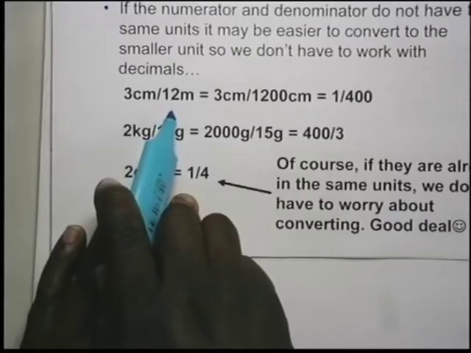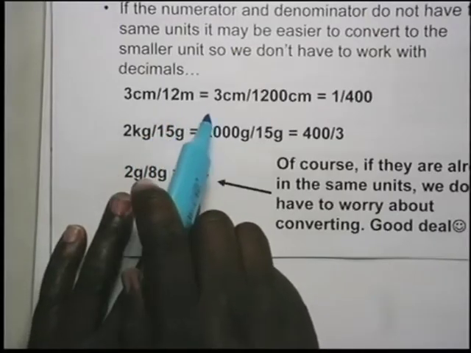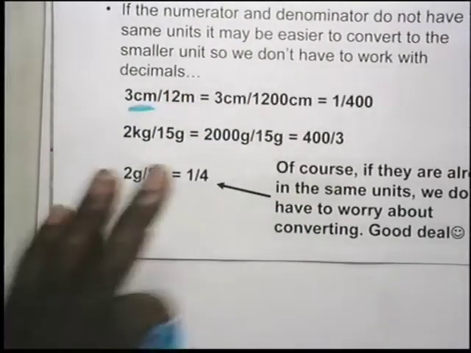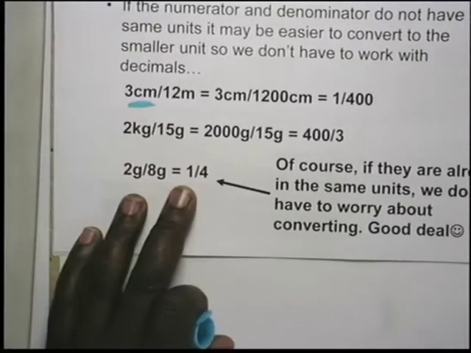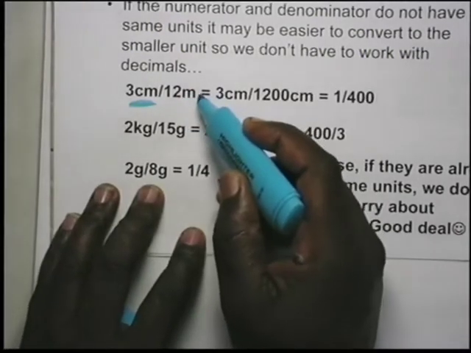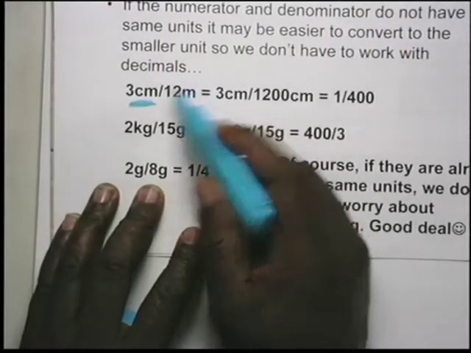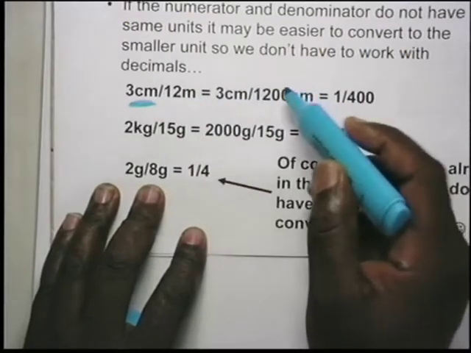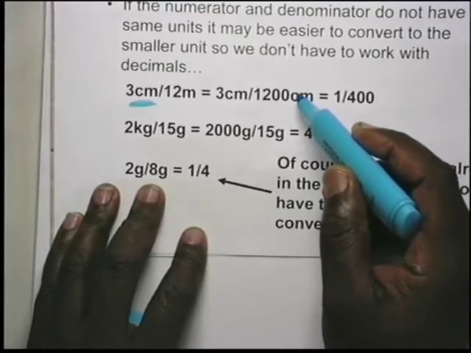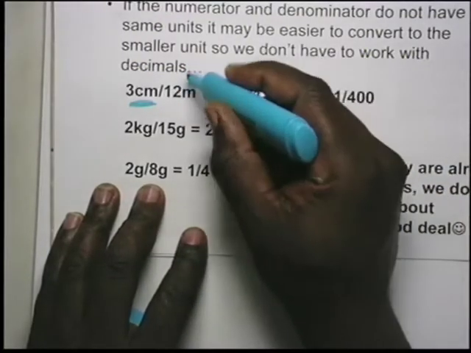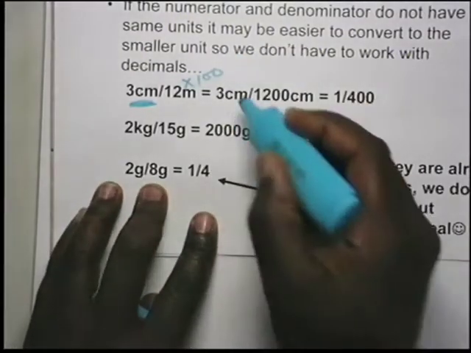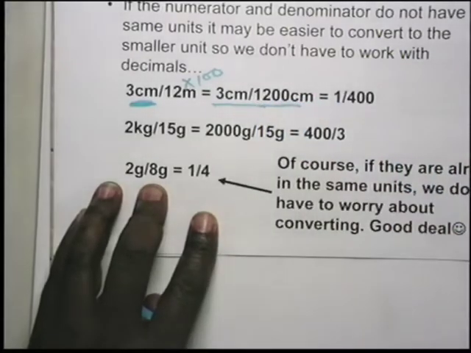3 centimeters is to 12 meters. The smaller unit of measurement here is centimeters. So it may be good to convert everything to centimeters, in which case we have this 12 meters. If we convert it to the smaller unit, which is centimeters, it will be 1,200 centimeters, since every meter is equal to 100 centimeters. What we have simply done to convert, we multiplied by 100 this side. Okay, therefore we end up with 3 centimeters is to 1,200 centimeters.